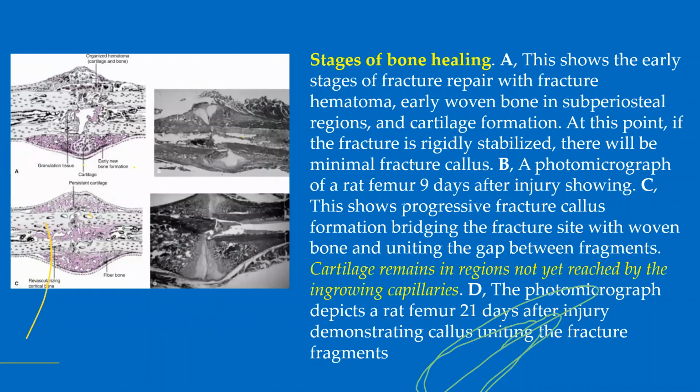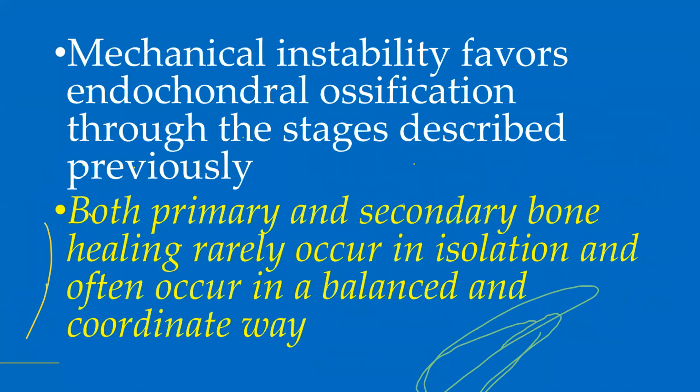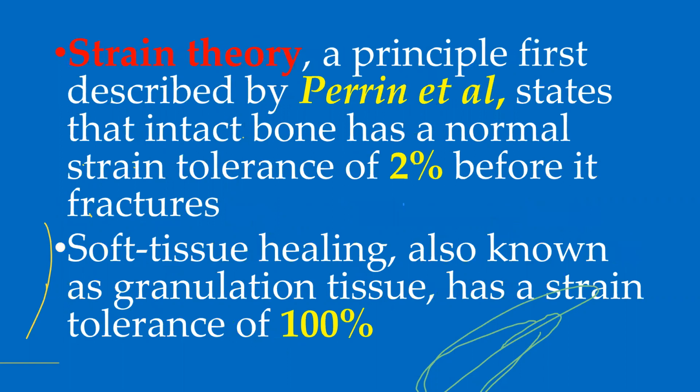These are the stages of bone healing. I will not go through it, just for you during review to know that. So we mentioned that instability leads to endochondral healing, and you have primary and secondary bone healing that I've spoken so much about.